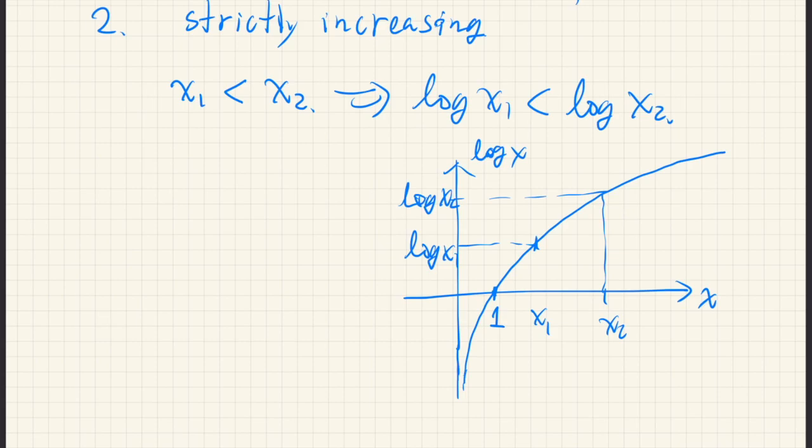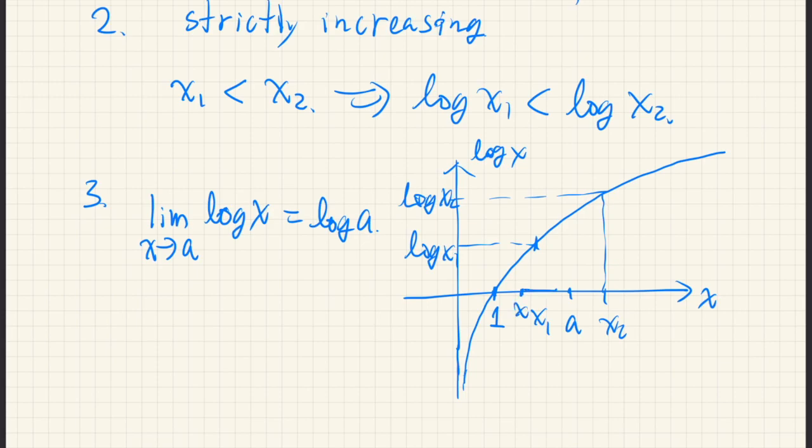And also, this is a continuous function. Continuous function means this. If we take the limit of log of x as x approaches a, then the result is always log of a. So if a is here, and if we move x towards a from either right or left, then the value of log of x approaches log of a. So it's continuous everywhere on the domain.